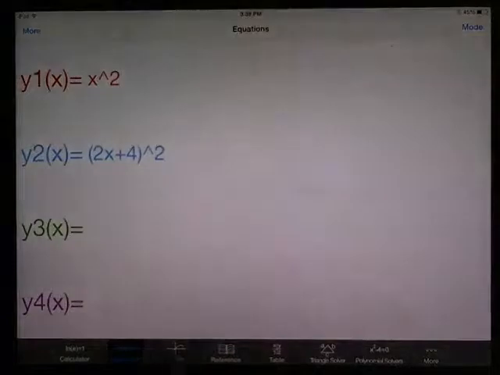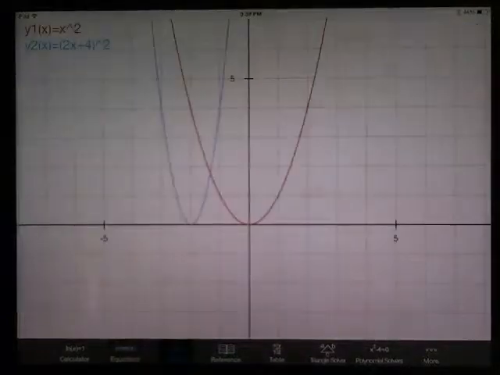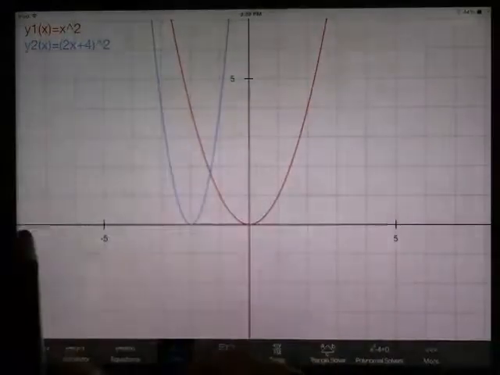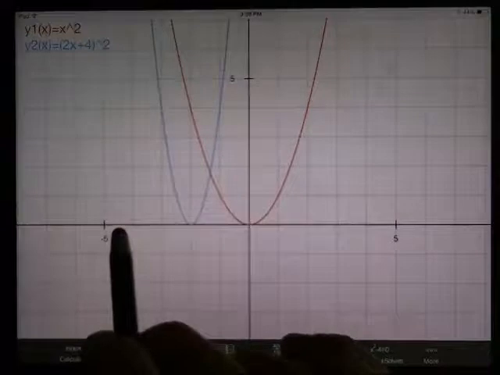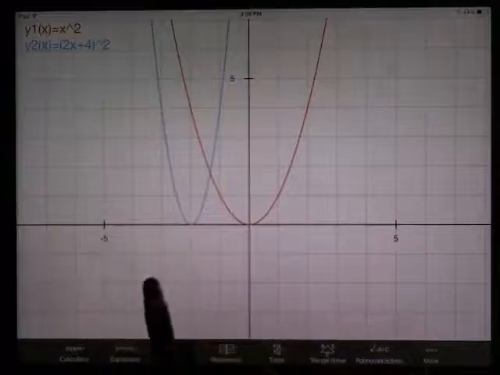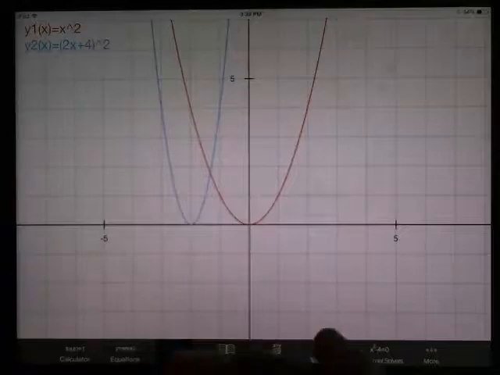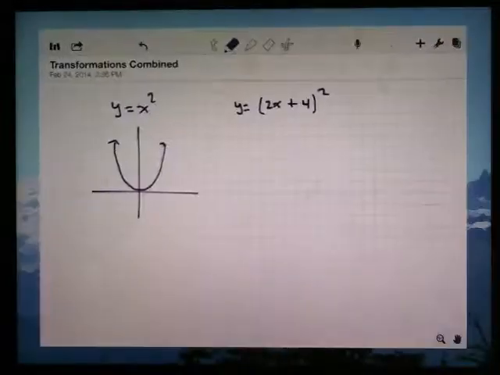When I draw the graph, what happens? Well, it's definitely skinnier than it was before. That's the effect of this 2. But notice that it didn't get shifted 4 this way. It only got shifted 2 this way. Okay. Now I view this two different ways.